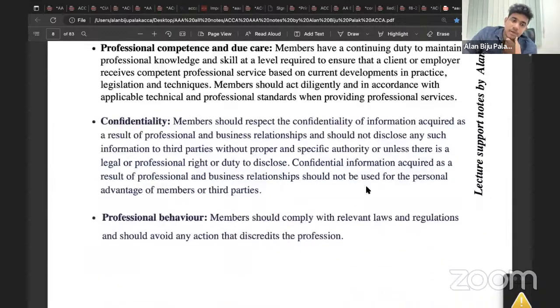That's confidentiality. And finally, what do I mean by professional behavior? What do you mean by professional behavior?